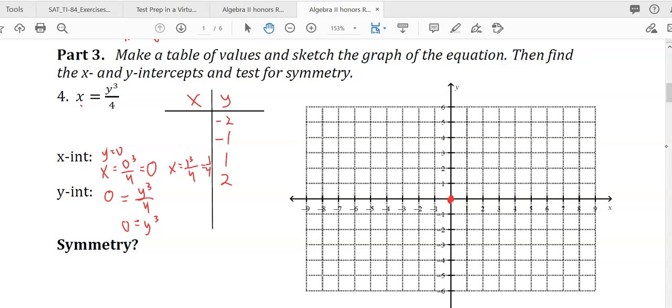So (1/4, 2) is right up about there, roughly. Can you graph the x value first? So that would be (1/4, 4) there. Plug in 2, so that would be 2 cubed, which is 2 times 2 times 2, which is 8, over 4, which is 2. So the point (2, 2) is a point.